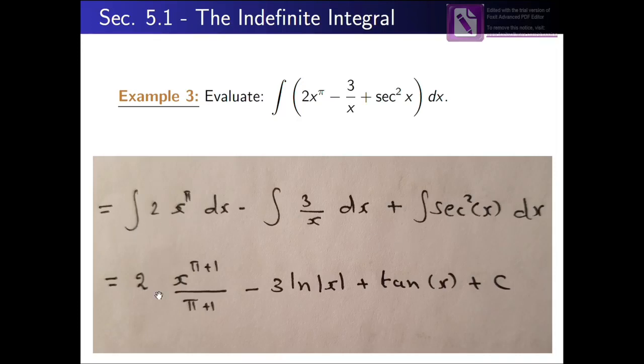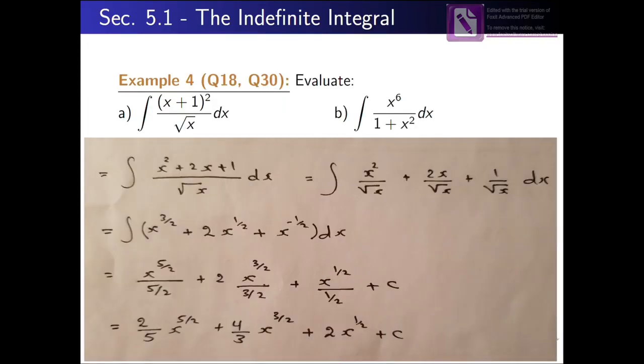2 is a constant, so it will be 2. Integral of x power pi, we will add 1 to the power divided by the new power. So it will be x power pi plus 1 divided by pi plus 1 minus. Here we have 3 over x, so 3 is a constant. Integral of 1 over x, we said it is ln absolute value of x plus. The integral of sec square will be tan of x, because if you differentiate tan, you will get sec square. Then we add finally the constant c for all these functions.